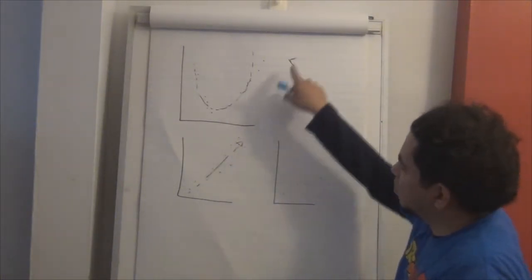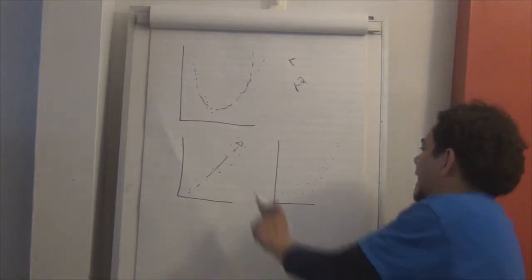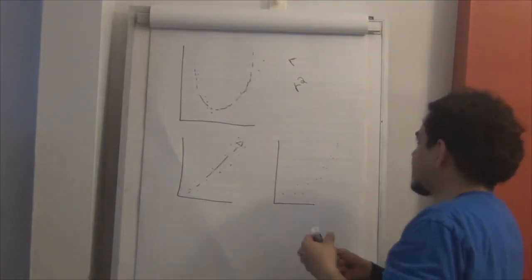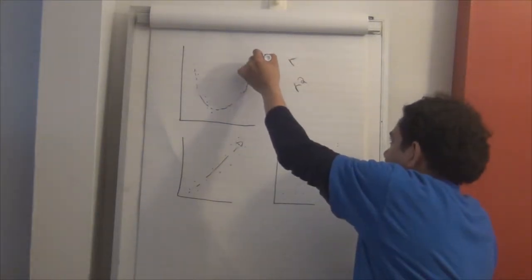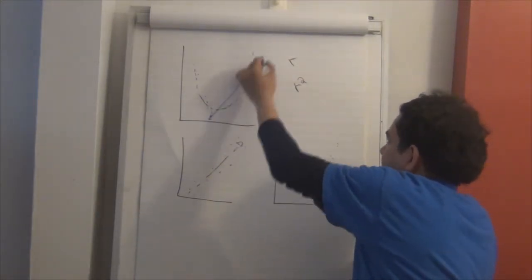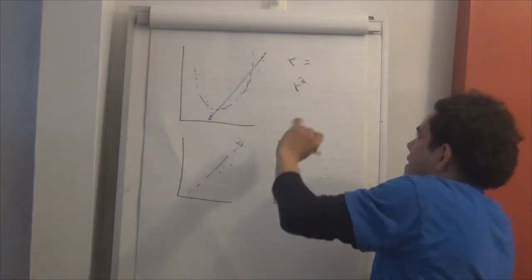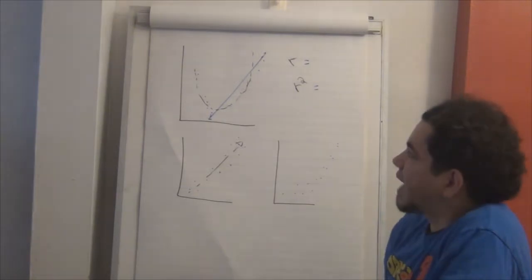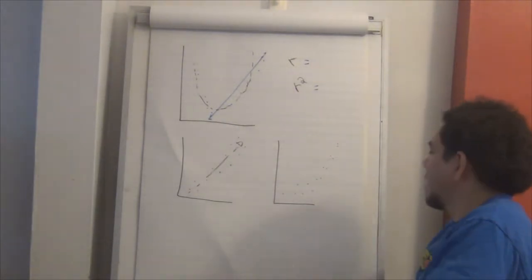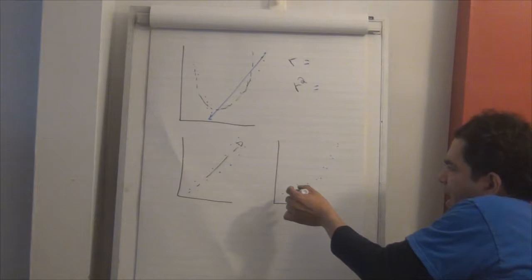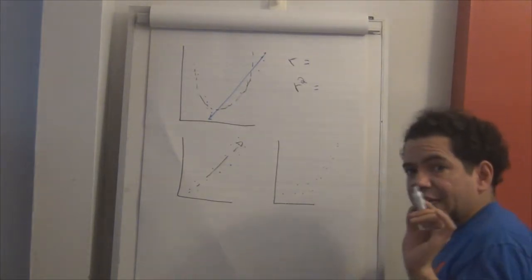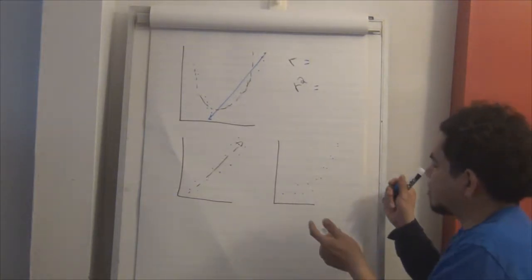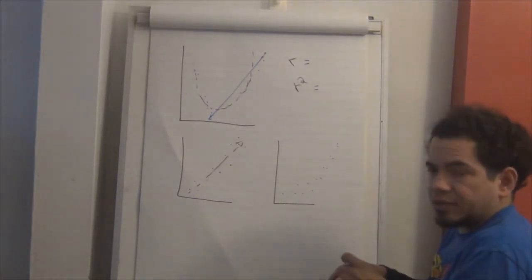And our R is going to be very strong. If I had used a straight line here, saying this was the line that best fits, my R would be weak. So you have to make sure that you choose the right model. Let's say I use a linear model.